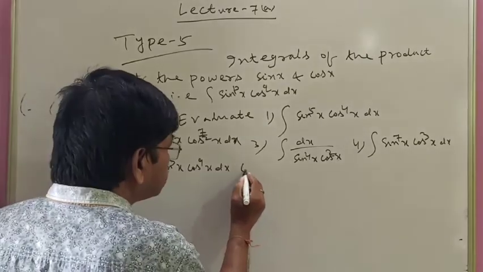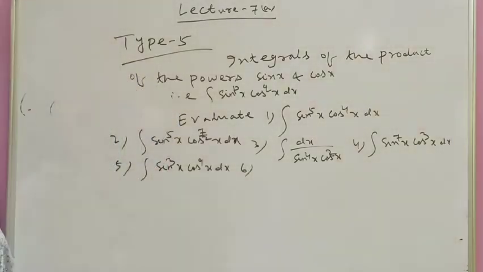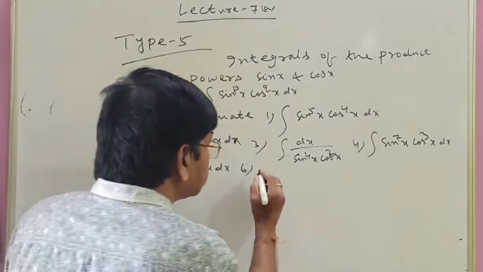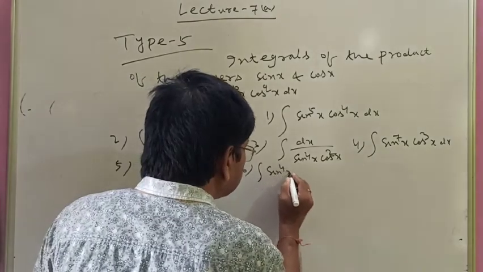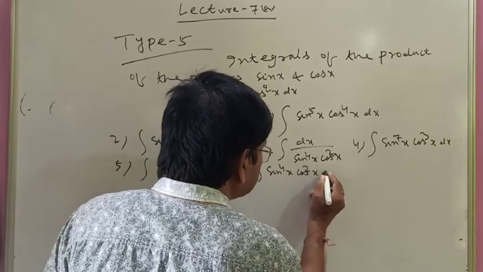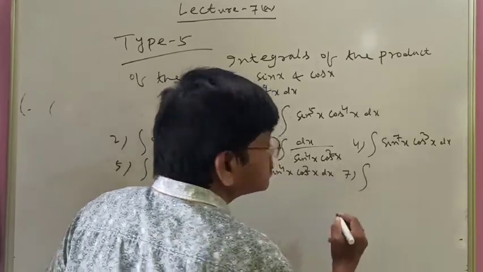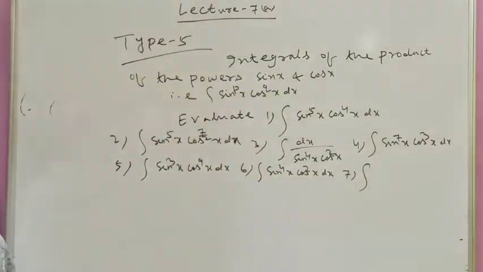Then number 6, you write. Question number 6: integration of sin to the power 4x into cos square x. Then you write question number 7.